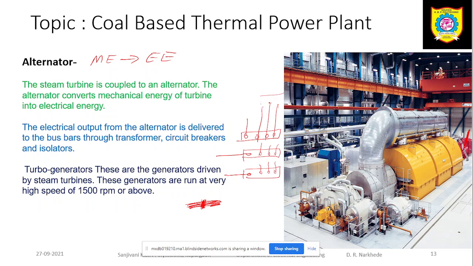Then it is given to the step up transformer. Basically at the thermal power plant, or at any power plant, we can see a step up transformer. Every power plant has a step up transformer, which will increase the voltage level. Now why the voltage level increases, that we are going to discuss.